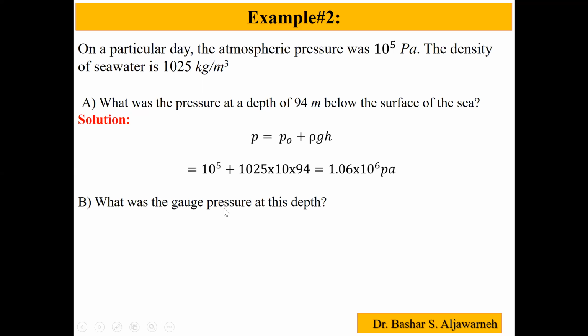Second, what was the gauge pressure? Now to calculate the gauge pressure, we know gauge pressure equals either rho GH, we know rho, we know G, and we know H, or the bottom pressure minus the atmospheric pressure, as you can see here.